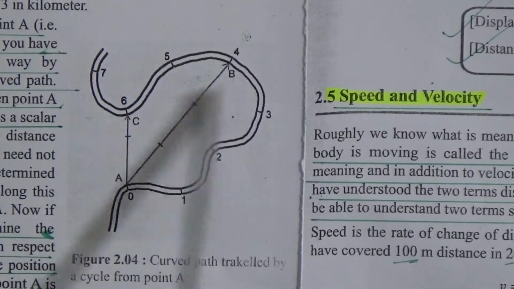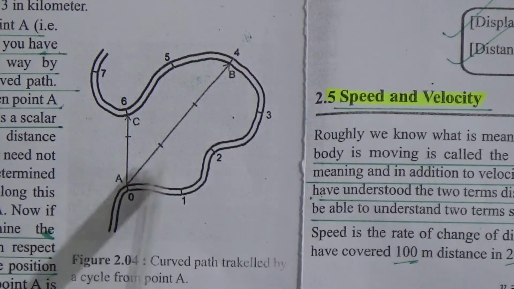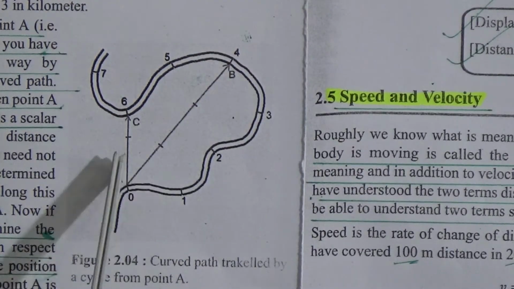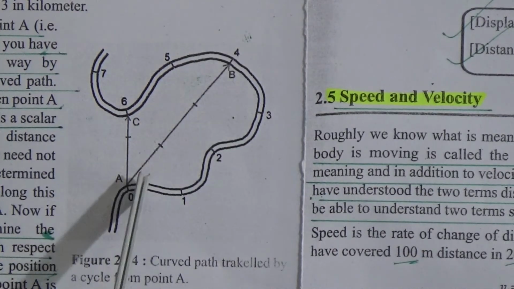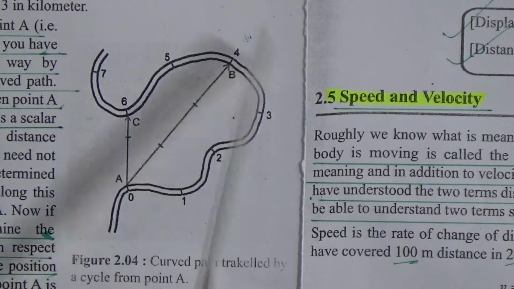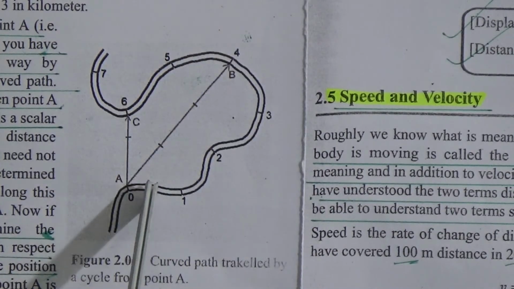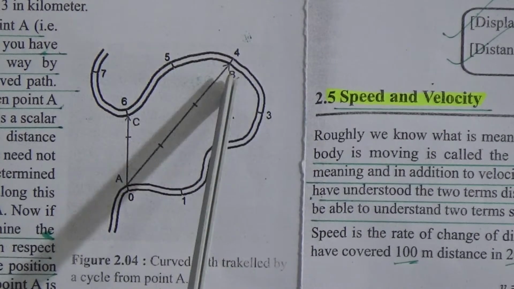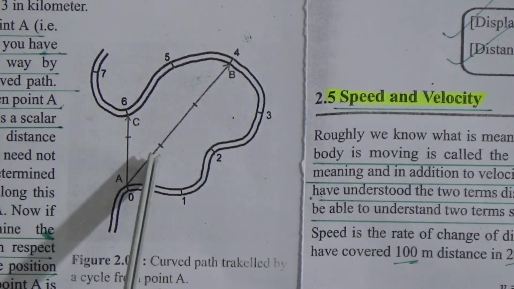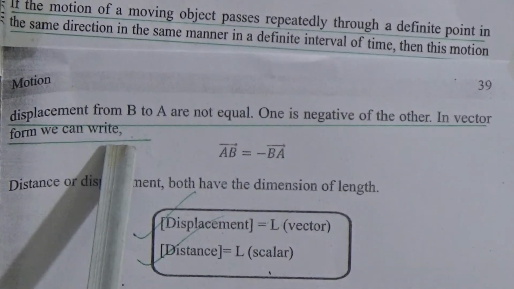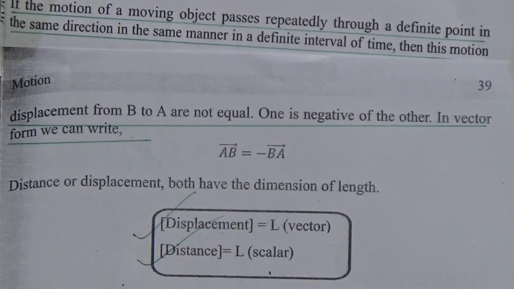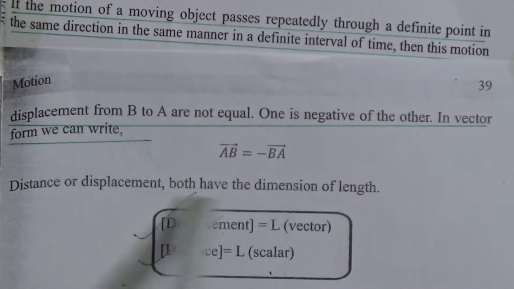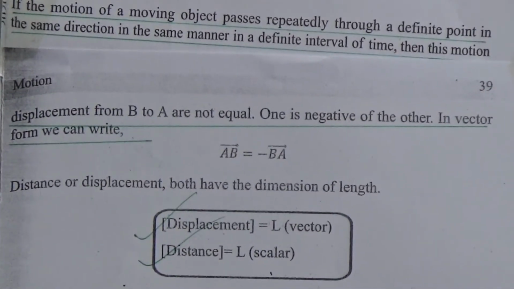Our displacement is this straight line path. So here the displacement from point A to B and the displacement from B to A are not equal, because one is positive but the other is negative. One is the negative of the other. In vector form, if we consider AB is positive, then the next displacement BA is negative.